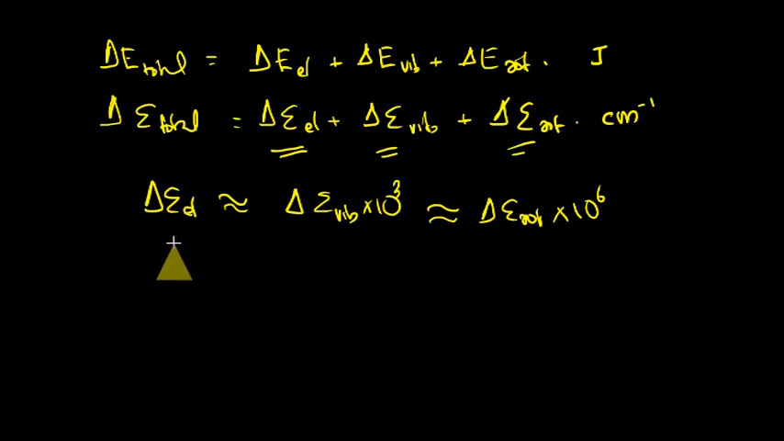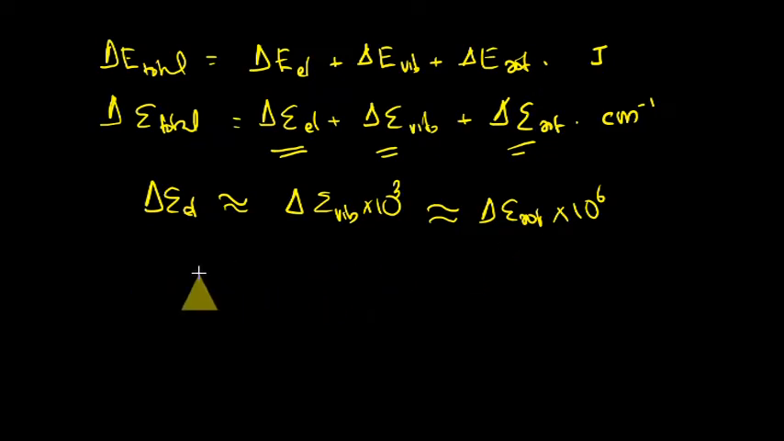So it means that in order for a molecule to make an electronic transition, it has to absorb some radiation. That radiation's energy should be much higher than the energy required for a vibrational transition, and that is much higher than the energy required for a rotational transition in the molecule. That is the meaning of this relation.